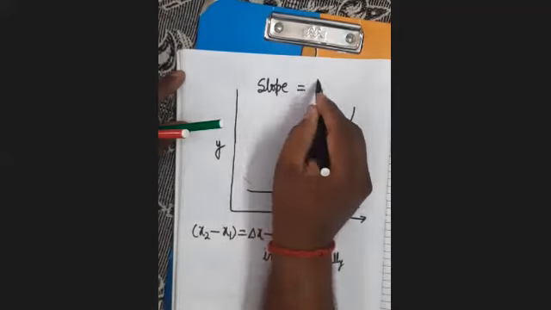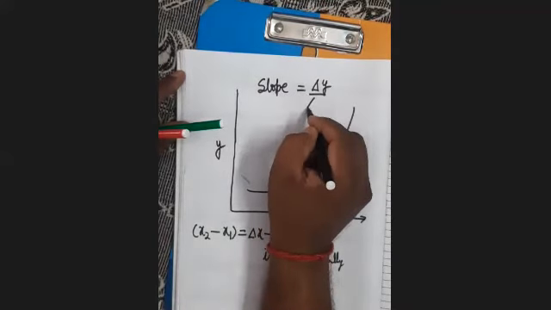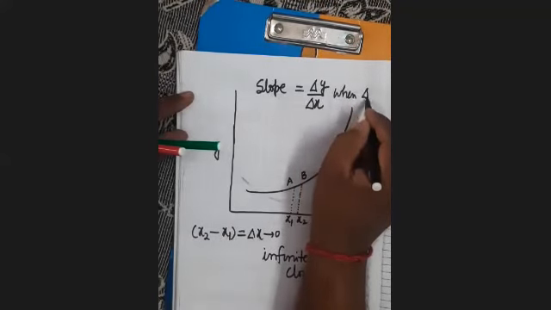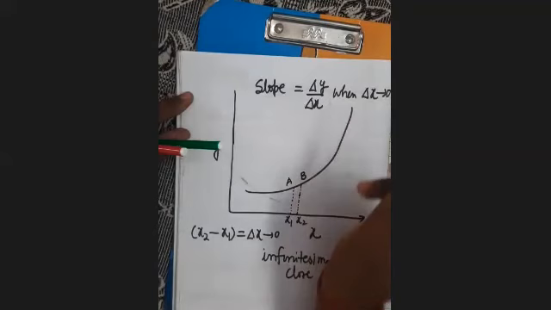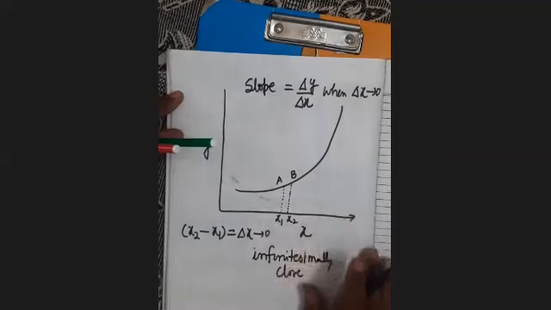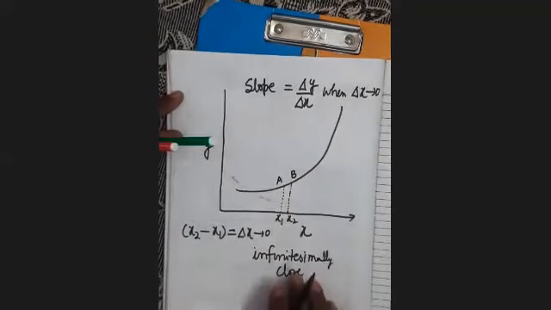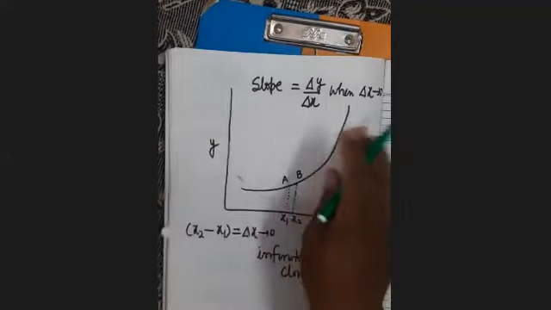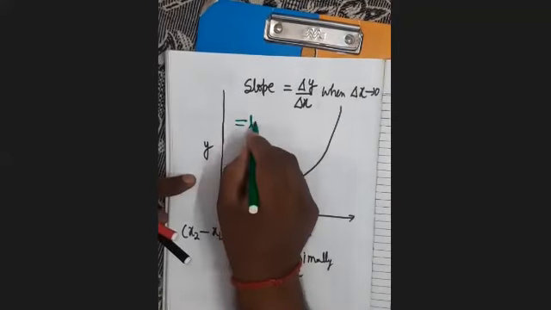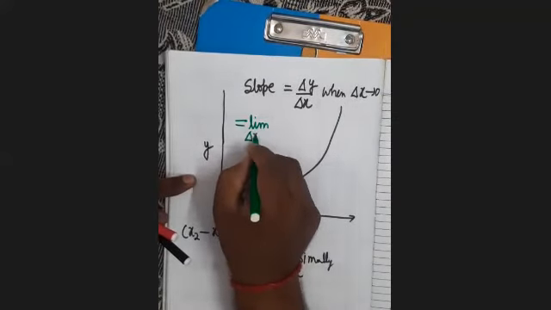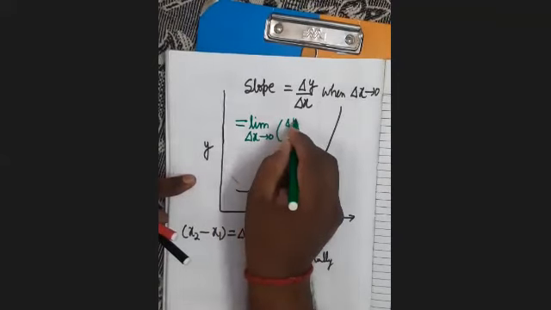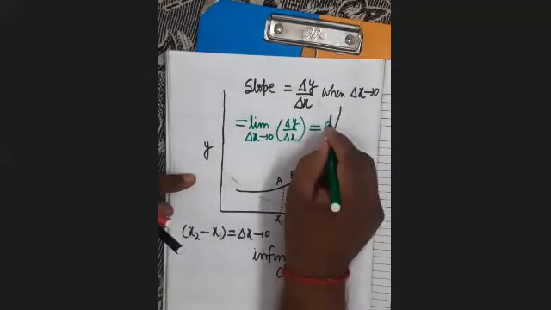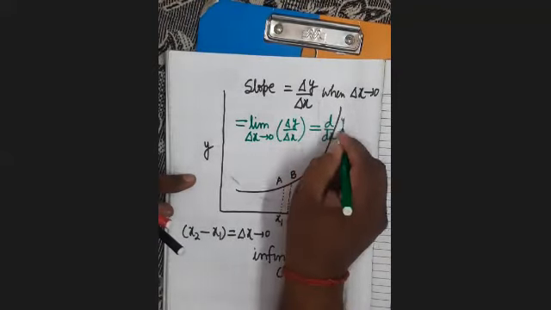So what will be the slope here? The slope will be delta y upon delta x when delta x is tending to 0. We will determine its value when delta x is tending to 0. Tending to 0 means we will write it this way: limit delta x tending to 0 of delta y upon delta x. In differential calculus, we write it as dy by dx.